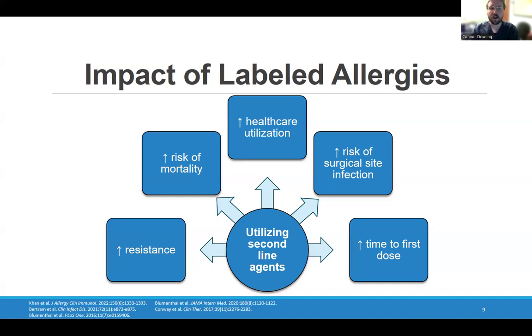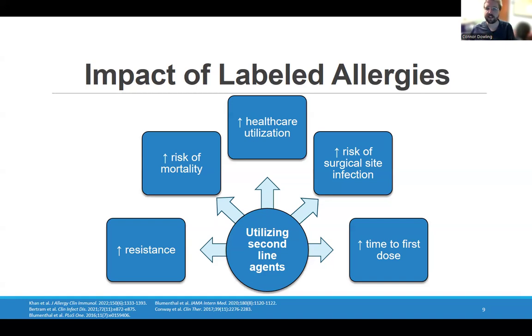Just having this labeled allergy in the EHR is going to frequently lead providers to selecting second-line agents such as fluoroquinolones, trimsulfa, etc. And these can have a bunch of different side effects, a bunch of different consequences that we might not see from our first-line beta-lactam therapy. Some of these include increased antimicrobial resistance, an increased risk of patient mortality, increased healthcare utilization for our patients, increased risk of surgical site infections, and even increased time to the first dose.